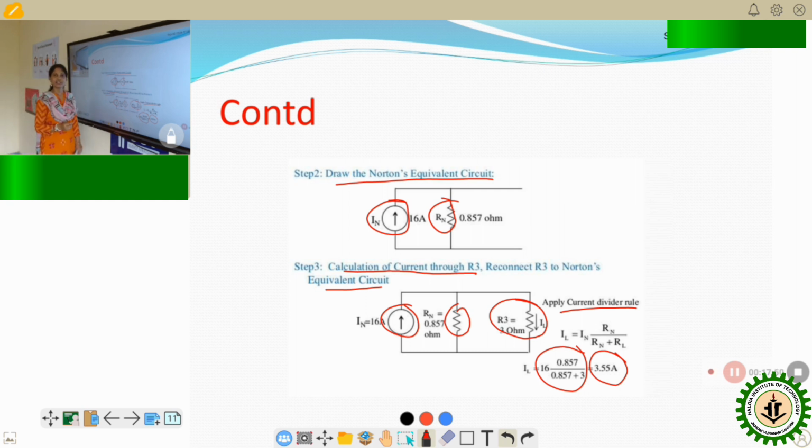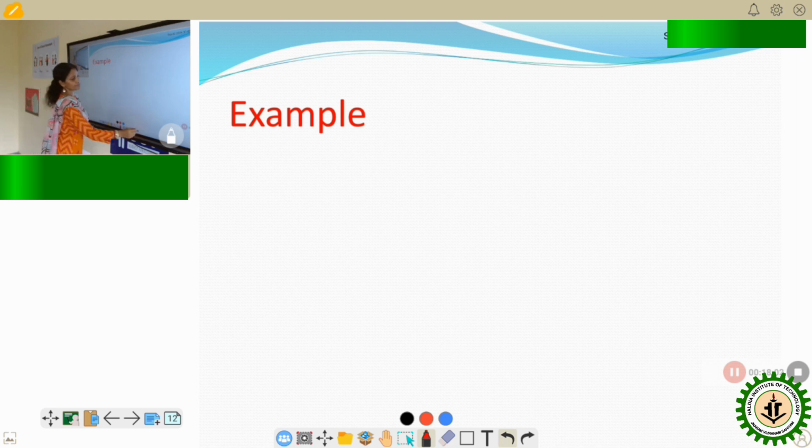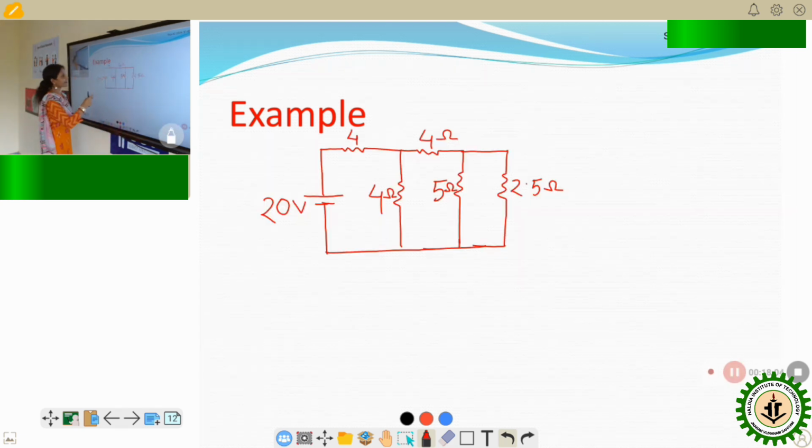I think all of you understand how to calculate IN and RN from this example. Then again, I want to discuss another example. This is another example, that network having the 1, 2, 3, 4 and 5 resistor. Now, the question is calculate current through 2.5 ohm resistor. That means that 2.5 ohm resistor is the RL.